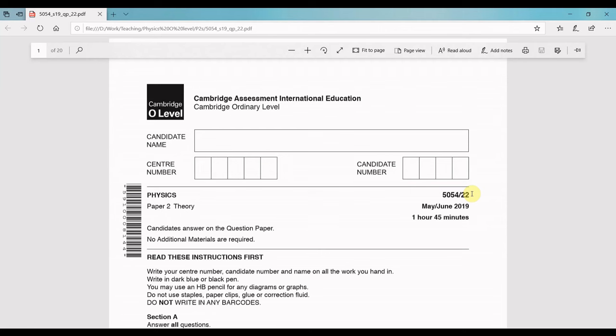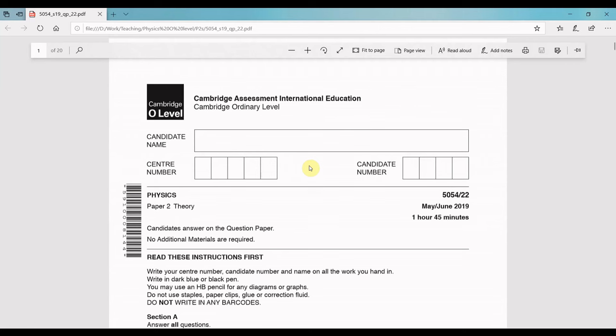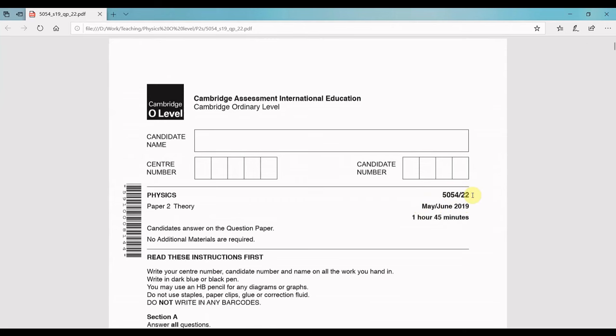So I'm back with another video, and this time we are going to solve a paper for O-level physics. As you can see on the screen, this is a paper 2, which is a theory paper, which has a total number of 75 marks available, and you have 1 hour and 45 minutes to do it. This paper is from May-June 2019, and this is variant 2 of paper 2. So we'll get started.